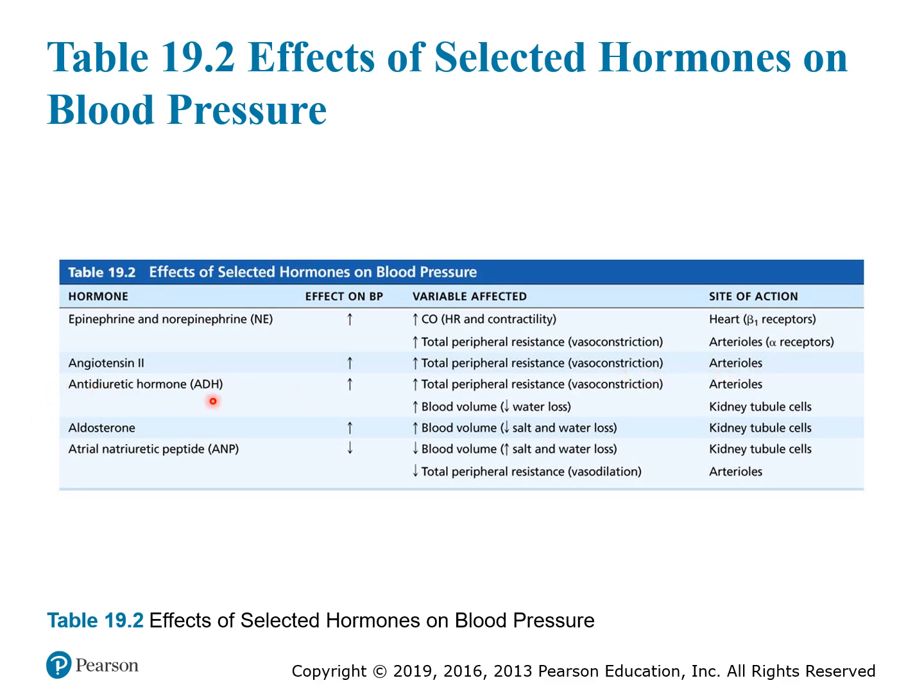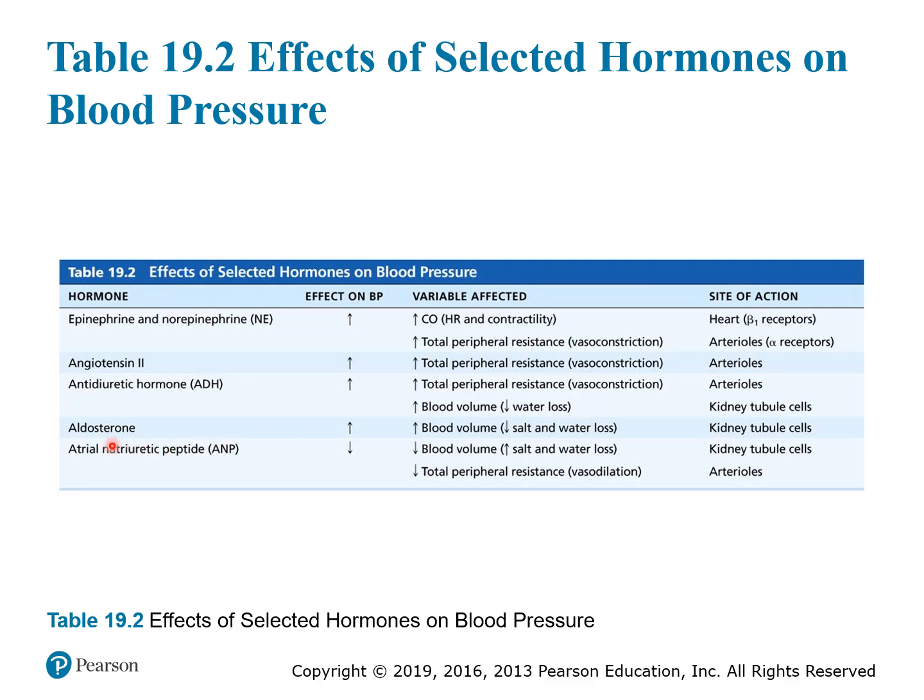Then we have antidiuretic hormone. It also increases the blood pressure and it increases total peripheral resistance through vasoconstriction, and it also acts primarily on the arterioles, and it also increases the blood volume because it decreases the water loss.